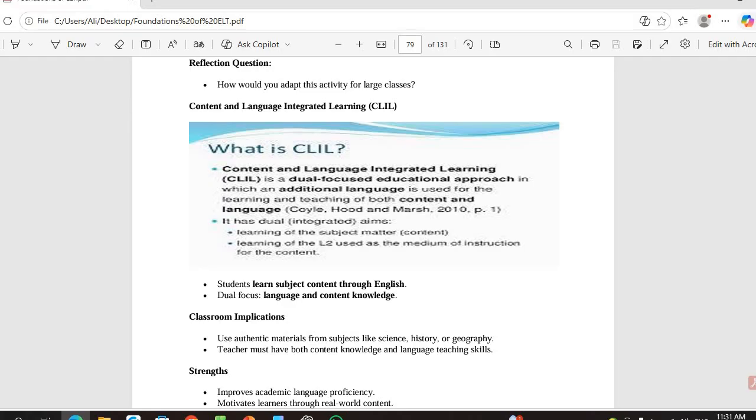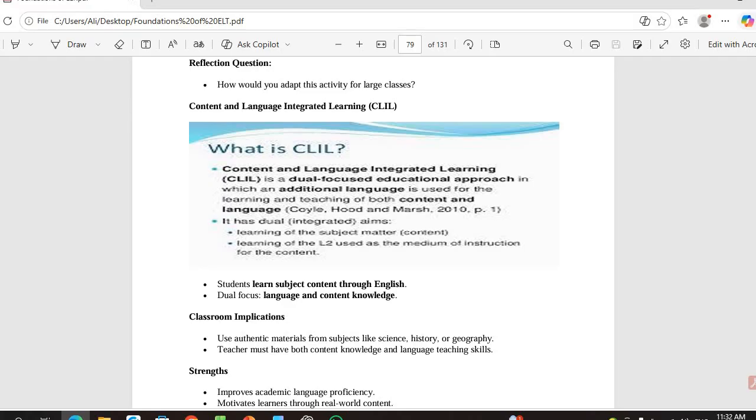It has dual integrated aims: learning of the subject matter, maybe geography, maybe history, maybe science, which is the content, and learning of the L2 language used as the medium of instruction. For example, in some schools they teach geography in English, they teach science in English, they teach all the subjects in English, so they use content, which is science, geography or history, to learn language.